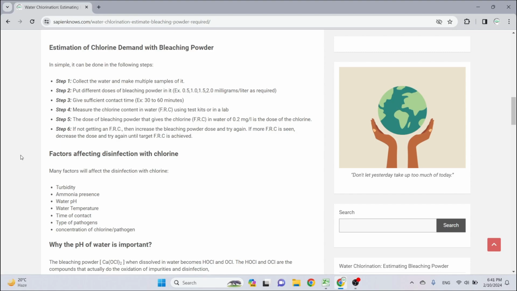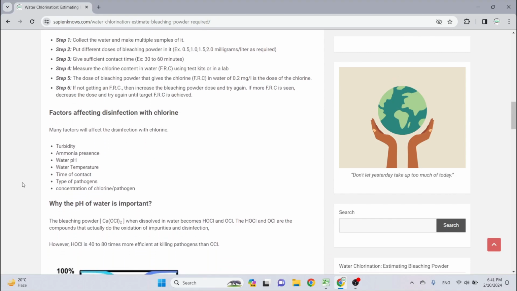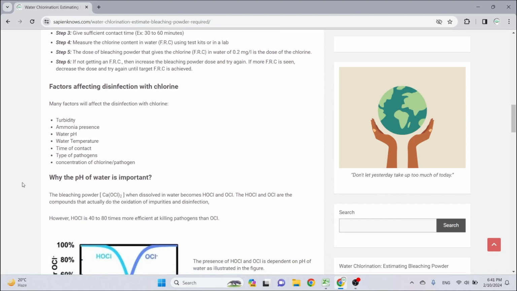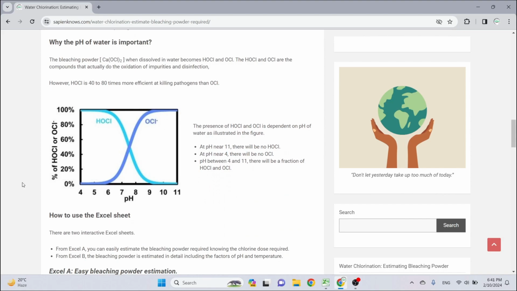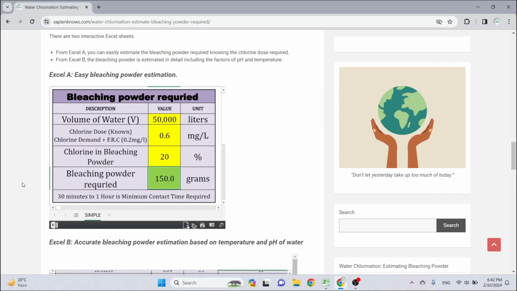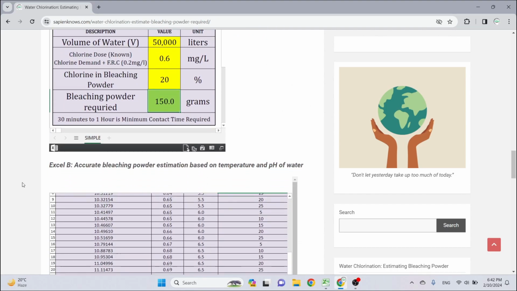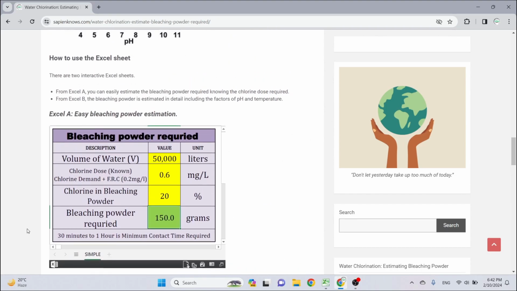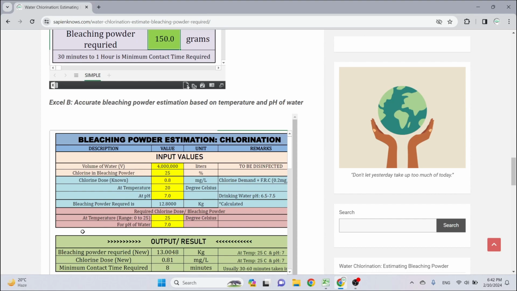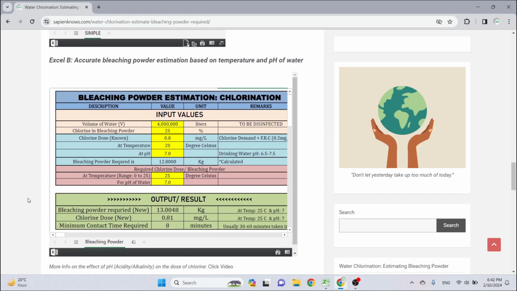In simple terms, it can be done in 6 steps as given. Also, there are factors that affect the disinfection with chlorine, and the pH of the water is very important in the disinfection process. So from these two Excel sheets, Excel A and Excel B, you can design or calculate the bleaching powder that is required to be put in the water.